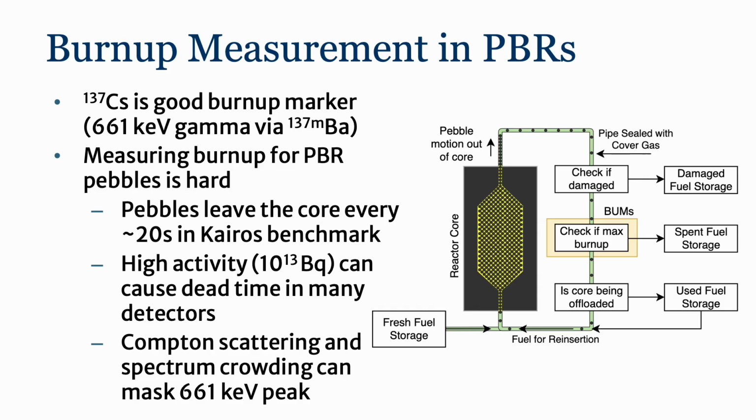Now, with fuel assemblies, this process is pretty easy because you can just let the fuel assembly decay for a while before you measure it. However, with freshly discharged fuel pebbles, they're extremely radioactive. And they might decay for a little bit in the defueling chute, but overall, the count rates that you're getting are extremely high. And that can cause dead time, that can cause Compton scattering, that can mask the cesium peak. There can also be crowding in the energy range around 600 keV. So it's not easy. You need a lot of shielding and distance.